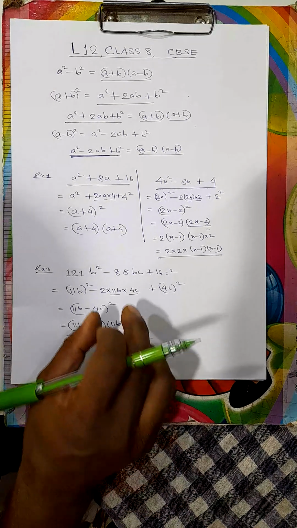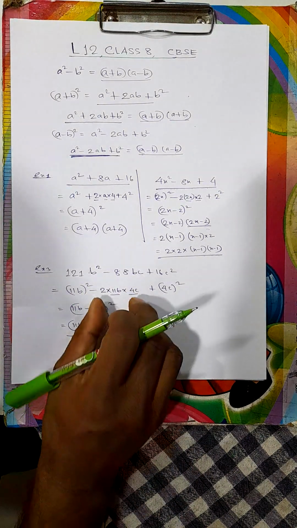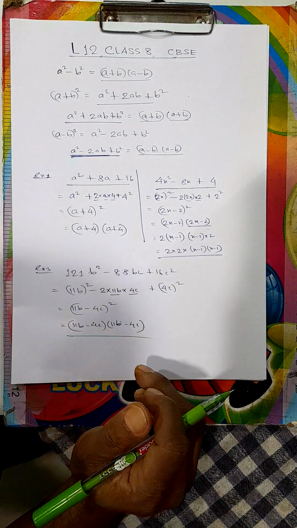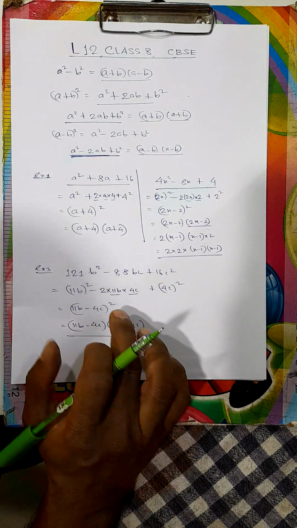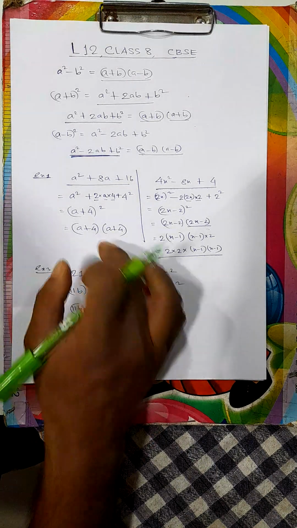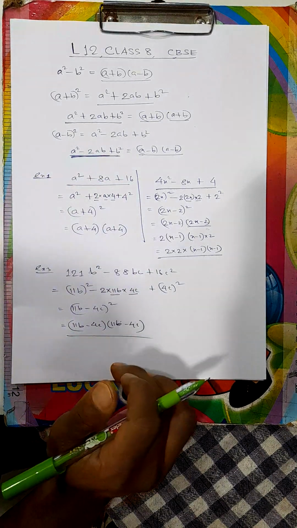Sometimes you have to cross-check whether this product is equal to the middle term or not. You may find that this product may not be equal to the middle term. In that case, you cannot use this identity for factorization.